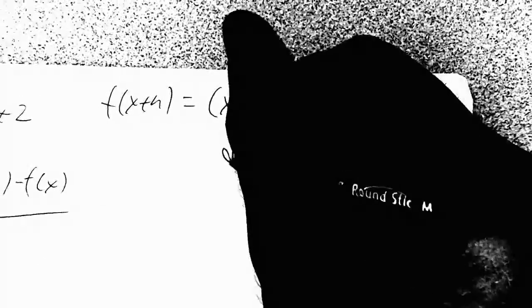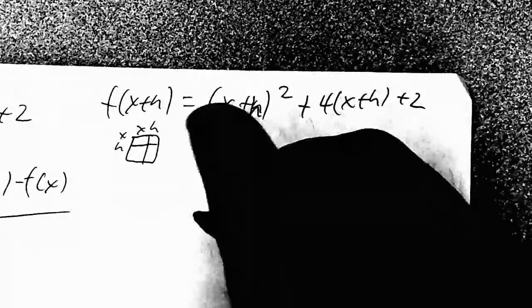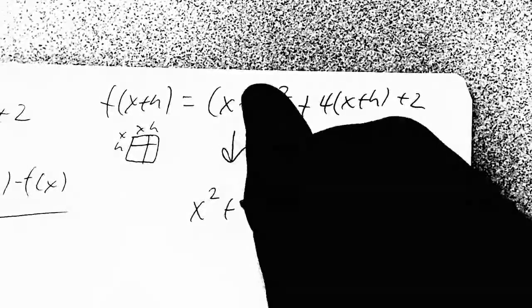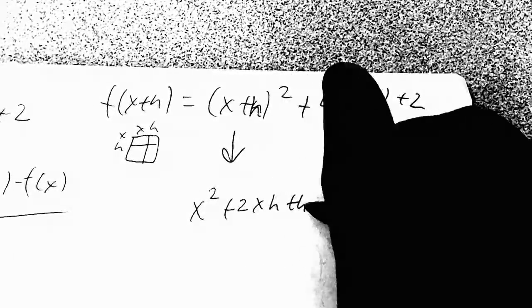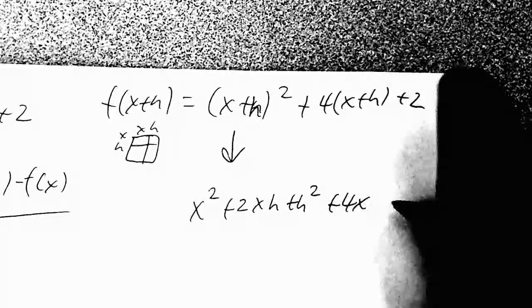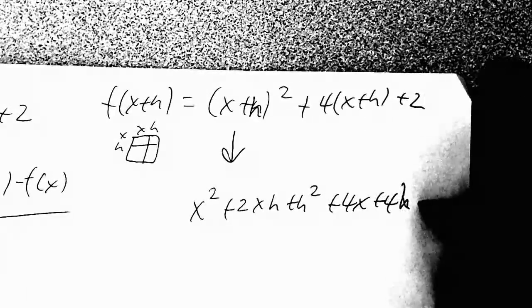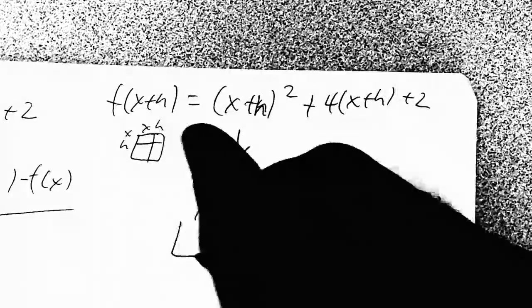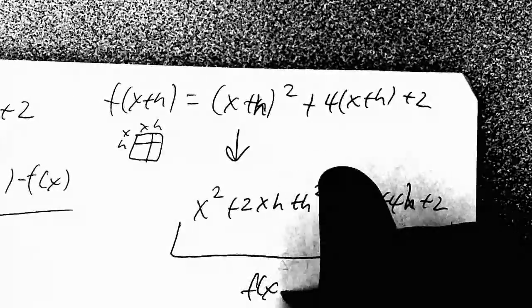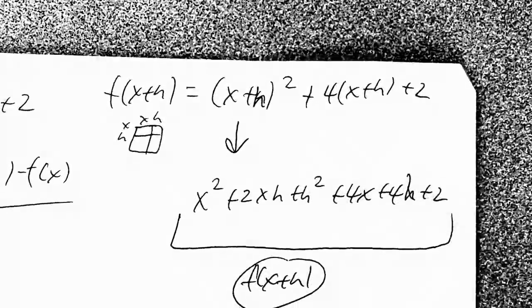I'm then going to simplify this. So x plus h squared, that's when you would do the box, right? Multiply it out. That comes out to x squared plus 2xh plus h squared plus 4x plus 4h plus 2. So this entire thing here is my f of x plus h, which I now have.